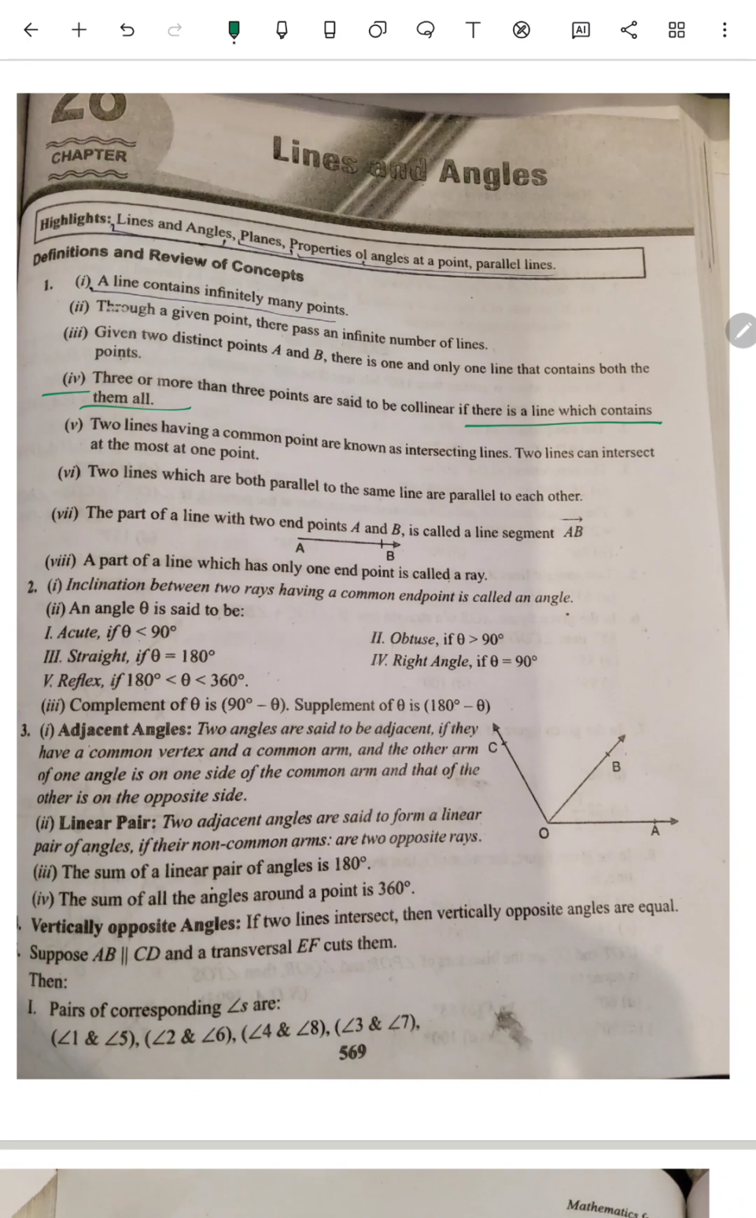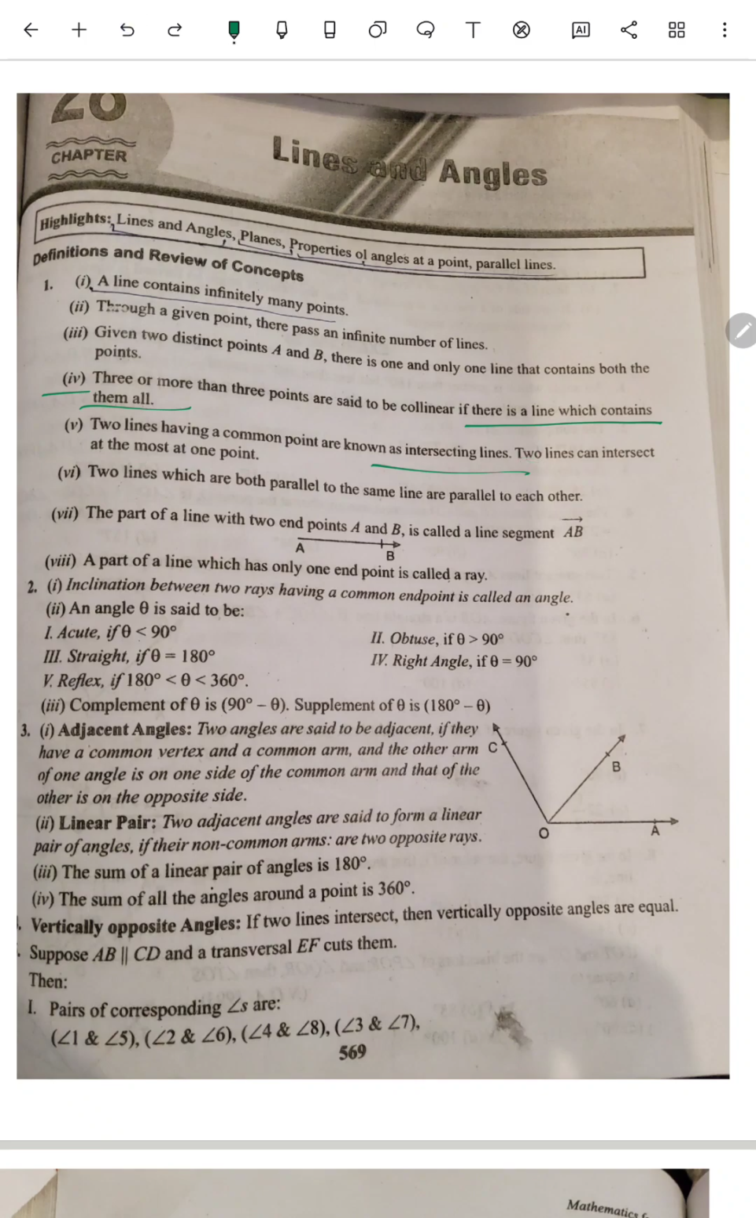लाइन के द्वारा. Two lines having a common point are known as intersecting lines, and two lines can intersect at most one point. दो लाइन एक दूसरे को मैक्सिमम एक ही पॉइंट पे इंटरसेक्ट कर सकती है, और वो है ये पॉइंट. ये ऐसे नहीं हो सकता कि एक यहाँ पे भी होगी और एक यहाँ पे भी होगी, फिर ये कॉन्सेप्ट ऑफ लाइन कोई नहीं फॉलो नहीं कर पाएंगे.